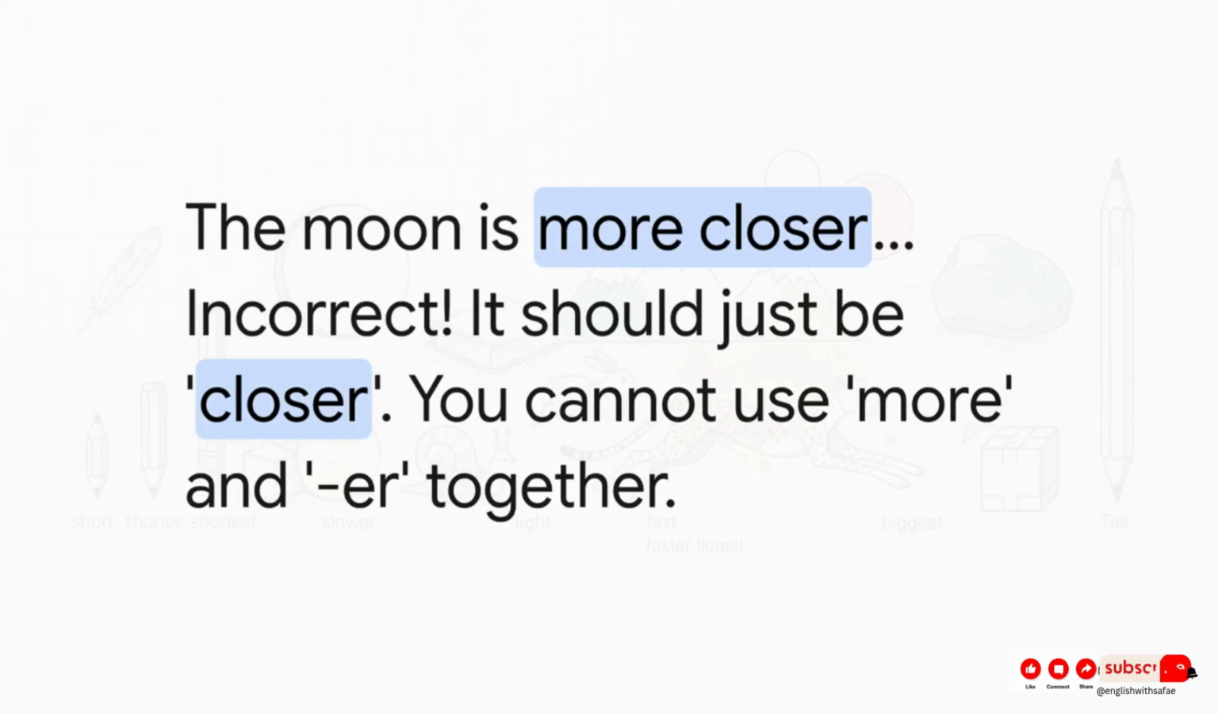This is a super common mistake. It's called a double comparative. It's like you're trying to apply both rules at once. Since close is a short, one-syllable word, all it needs is that er at the end. The more is totally unnecessary. You just can't use both.